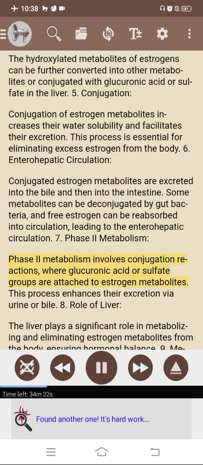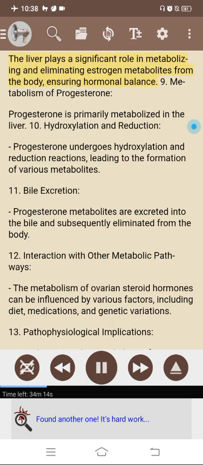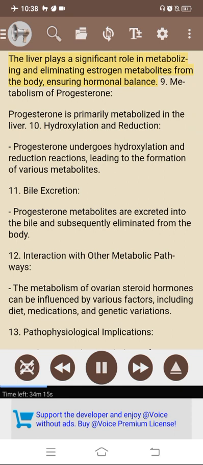7. Phase 2 metabolism. Phase 2 metabolism involves conjugation reactions, where glucuronic acid or sulfate groups are attached to estrogen metabolites. This process enhances their excretion via urine or bile. 8. Role of liver. The liver plays a significant role in metabolizing and eliminating estrogen metabolites from the body, ensuring hormonal balance.